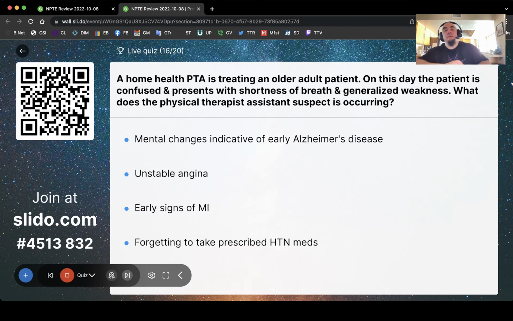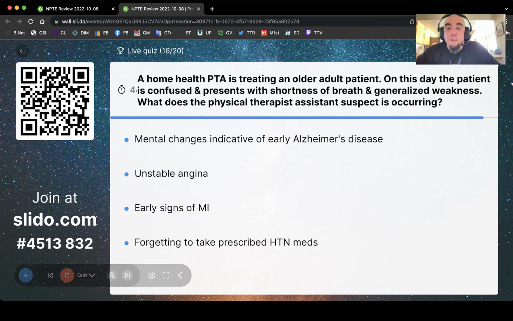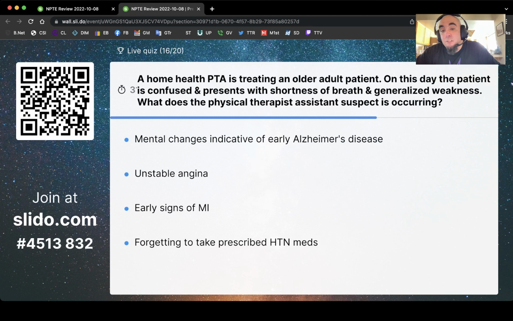A home health PTA is treating an older patient, right? On this day, the patient is confused and presents with shortness of breath, generalized weakness. What does the PTA suspect is occurring, right? So they have shortness of breath and generalized weakness. They have a mental change indicative of early Alzheimer's, unstable angina, early signs of MI, or forgetting to take the prescribed HTN meds. Hopefully one of those you can rule out.